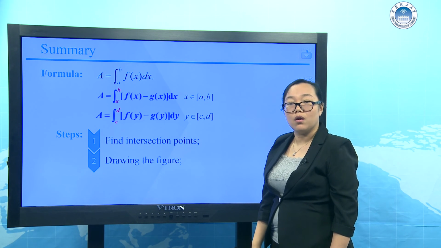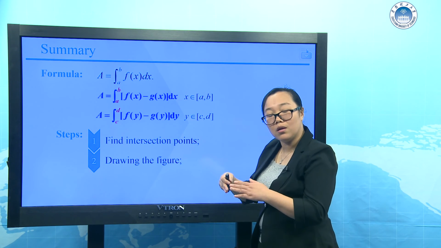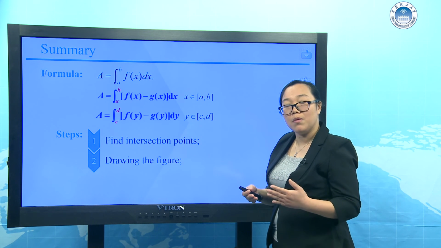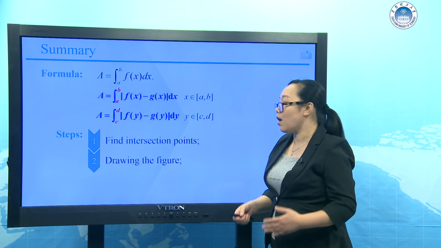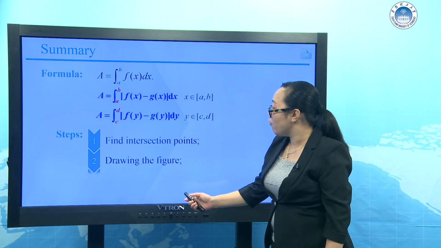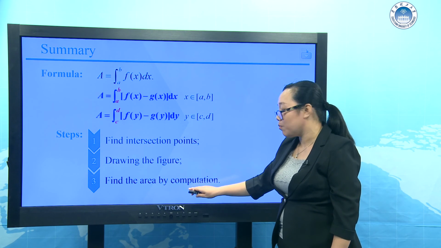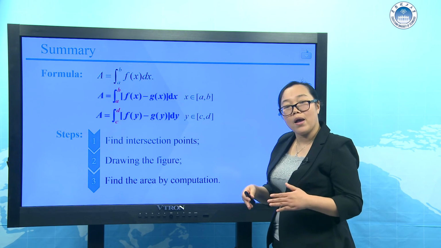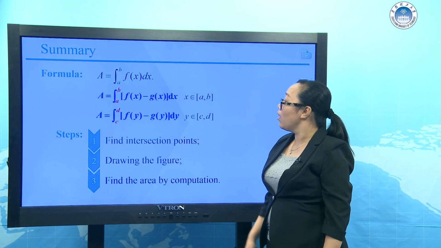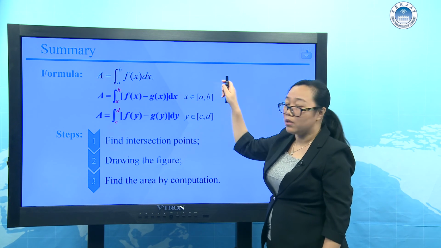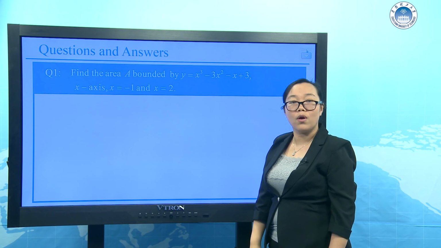Step 2, try to draw the corresponding figure. From the figure, we can make sure whether x is our integral variable or y is our integral variable. Final step, find the area by concrete computation, meaning by computing the concrete definite integral. According to this basic knowledge, try to understand. We will finish the following 2 questions.